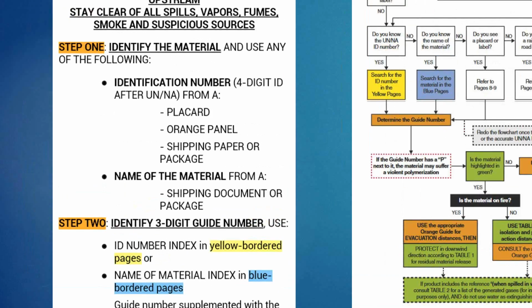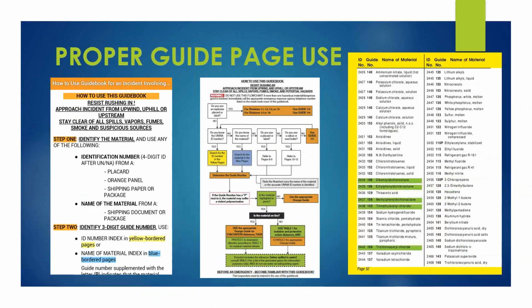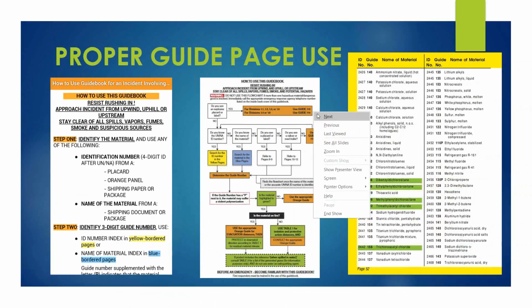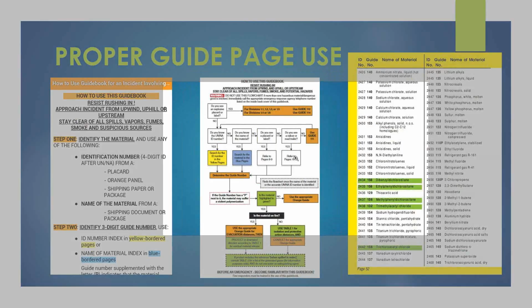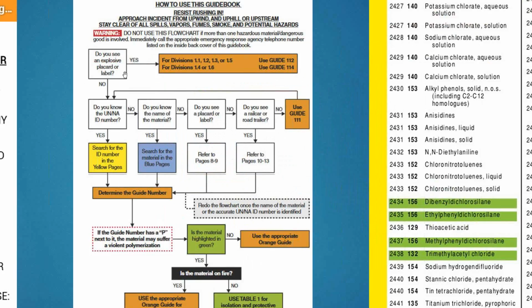So if you know the name of the material, you're going to go to the blue pages and look alphabetically. Okay. Now you can see, let me get in here to this one. This is another page. This has more of an algorithm set. So do you see an explosive? Yes. Go here and it tells you what pages the guides are on.